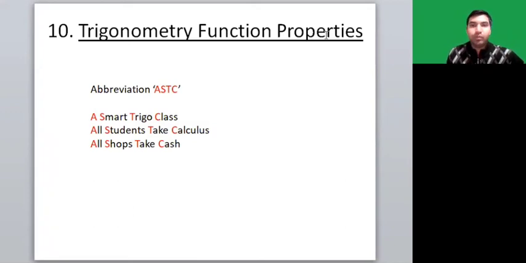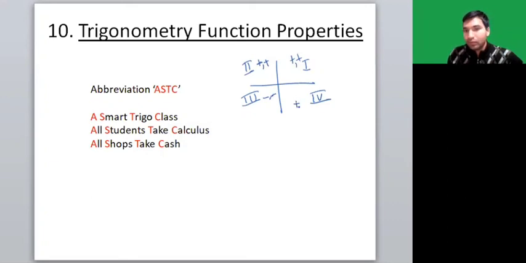Trigonometric function properties. As we have learned, this is the first, second, third, and fourth quadrant. The nature of the first quadrant is plus plus, then plus minus, minus plus, then minus minus. Okay, so all the ratios are positive in the first quadrant, sine is positive in the second, tan is positive in the third, and cos is positive in the fourth.